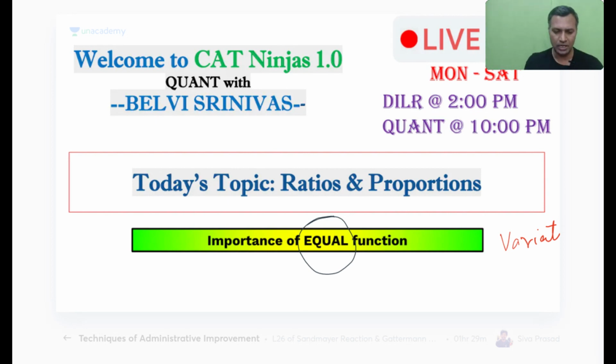But in today's lecture, I'll be talking about the importance of this function called "equal." Many times, most of the questions are built on the background of this word. A lot of people overlook it, they don't understand its importance, and they take longer when this keyword comes. It's a key function. Most of my lecture will be on this, and along with it I will also take a couple of other types of CAT questions, but this is the most important thing I'll be discussing today.